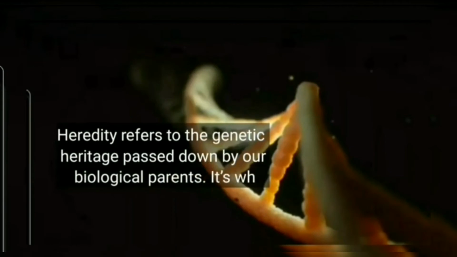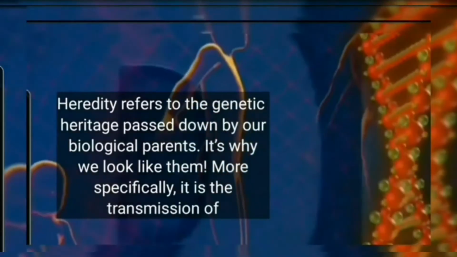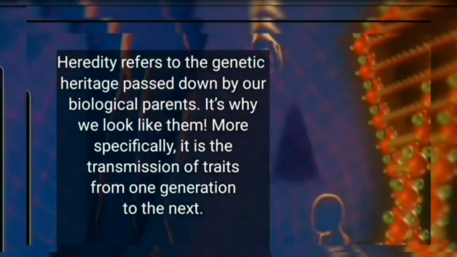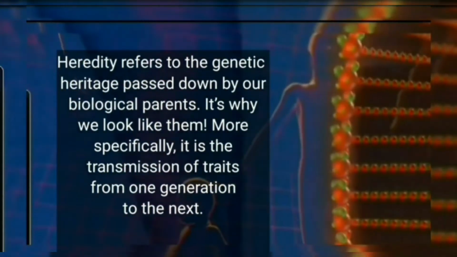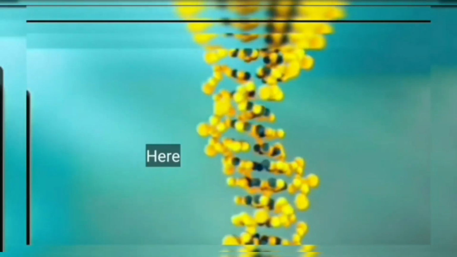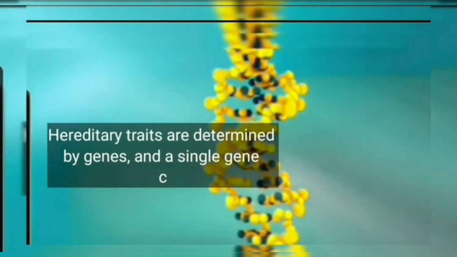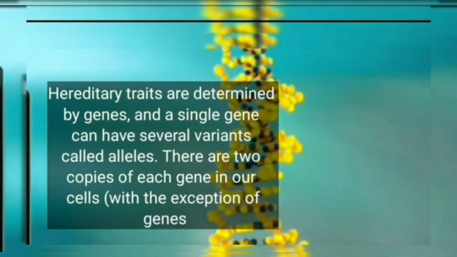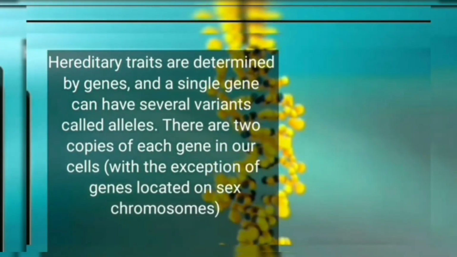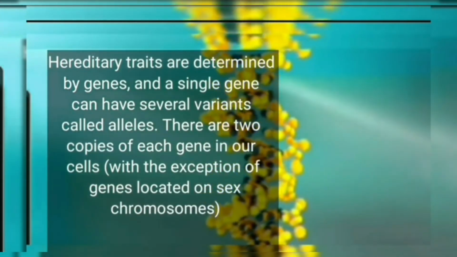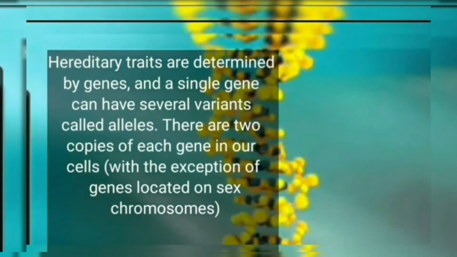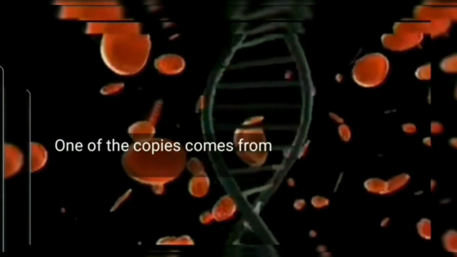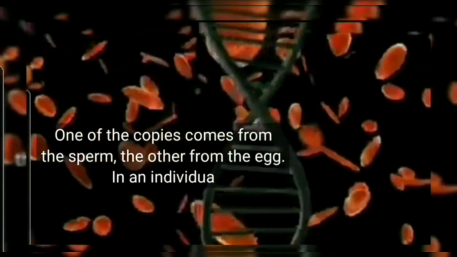Heredity refers to the genetic heritage passed down by our biological parents. It's why we look like them. More specifically, it is the transmission of traits from one generation to the next. Hereditary traits are determined by genes, and a single gene can have several variants called alleles. There are two copies of each gene in our cells, with the exception of genes located on sex chromosomes. One of the copies comes from the sperm, the other from the egg.